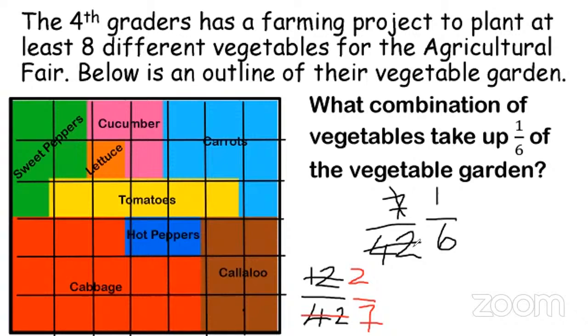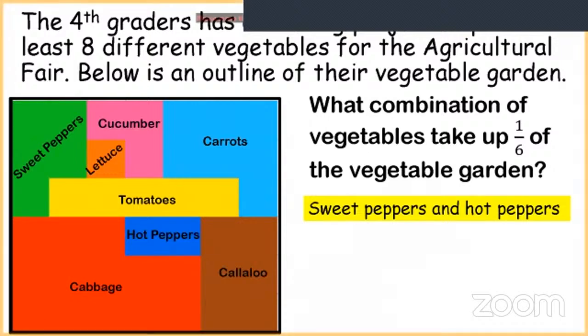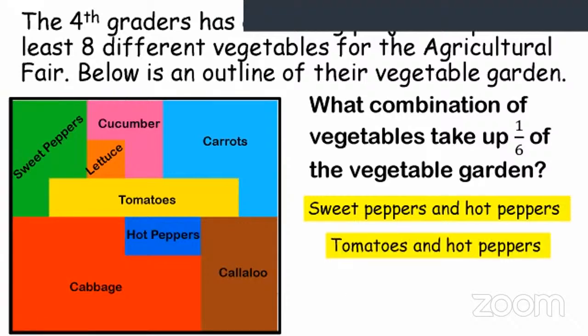Awesome, guys. So thank you so much. Let us look at some of our correct responses to see if we have covered them all. So sweet peppers and hot peppers give us 1/6. So sweet peppers has 1, 2, 3, 4, 5, and hot peppers has 1, 2, which will be 7 out of 42, and when reduced, we get 1/6. So sweet peppers and hot peppers is the correct response, as well as tomatoes and hot peppers, and we have tried that as well. And we have callaloo and lettuce. Great job, guys.